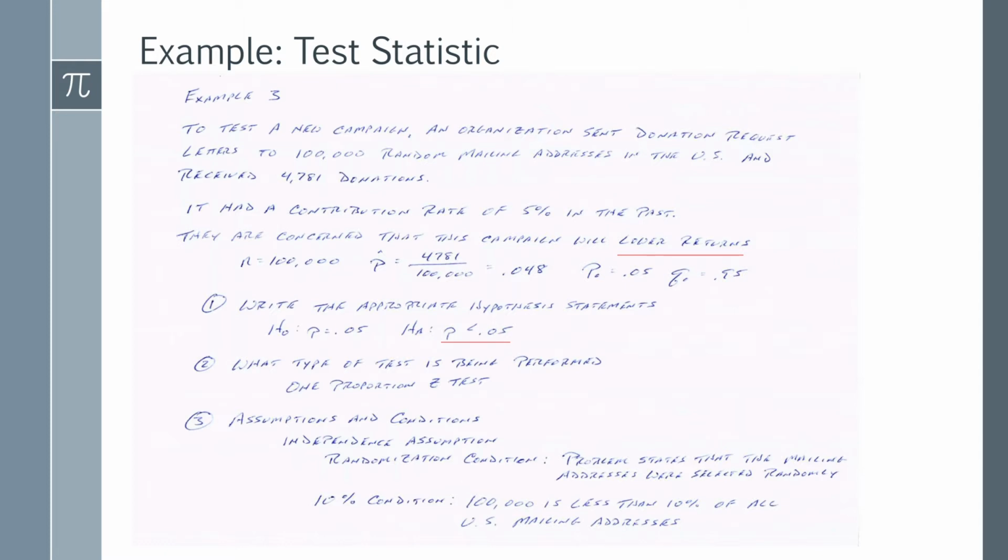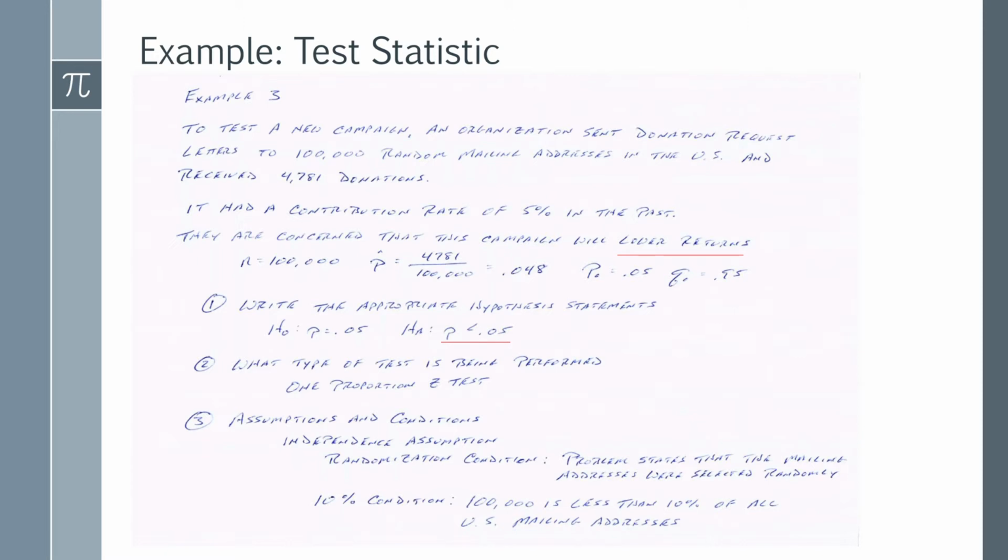So we have a sample size here of 100,000. Our p hat is represented by the 4,781 donations that were received out of the 100,000 mailing addresses. So that gives us a p hat of 0.048. Our p naught is 5%, because that's the contribution rate that they've had in the past, and 1 minus p naught is 0.95. So the first thing that we want to do is write the appropriate hypothesis statements.